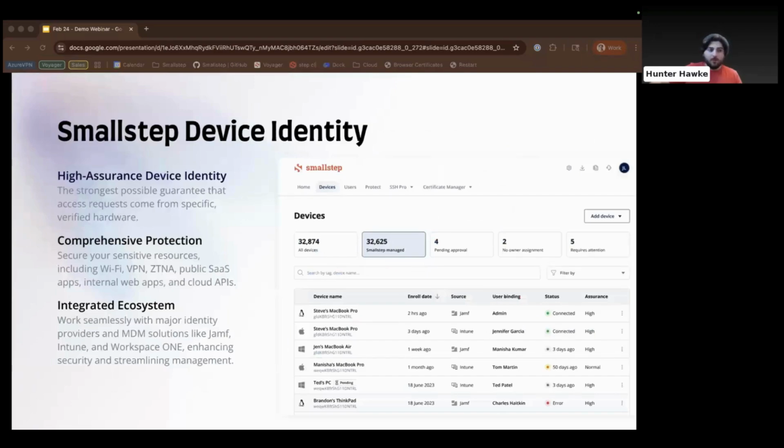So the solution involves a couple things. Step number one is a trusted inventory. So our solution helps you build that. This is required to do device attestation. And then from there, it's a matter of issuing the certificate down to devices.